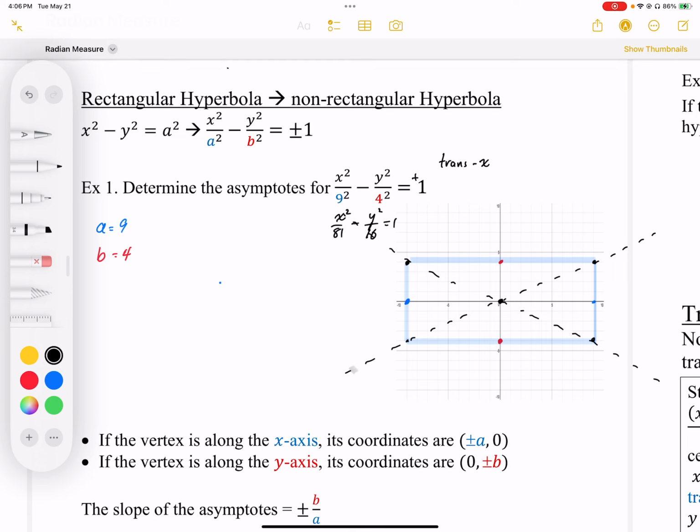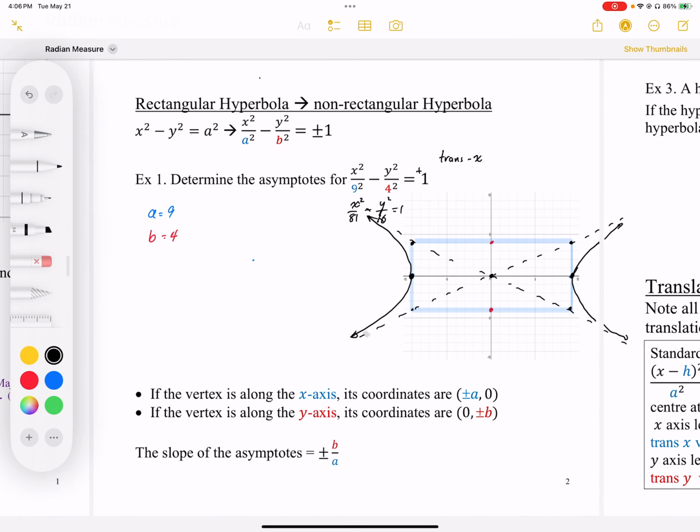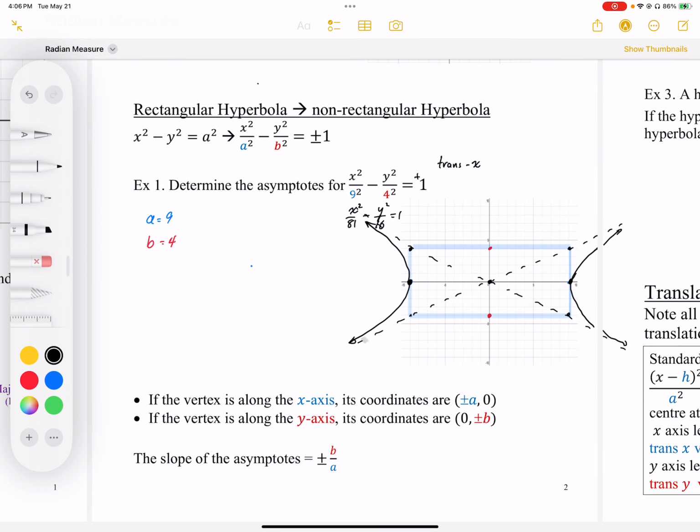Okay, we have the trans along the x-axis. So the x vertex here represents the vertex we're going to use to draw. So we just start with that vertex, and then we draw this as a trans x graph. Okay, so we start at the vertex and then just follow the asymptotes. So then that represents a non-rectangular hyperbola. The positive one means it's trans-x, and the a squared and b squared allow us to get the a and b values, which gives us the slopes.